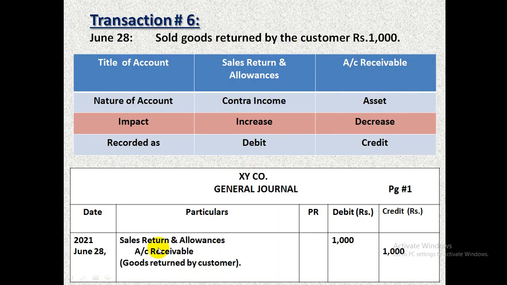Therefore, our journal entry will be: sales return and allowances debit, account receivable credit. Date will come here, and the proper specimen of journal will be followed. The explanation or narration of the entry could be goods returned by the customer or merchandise returned by the customer.